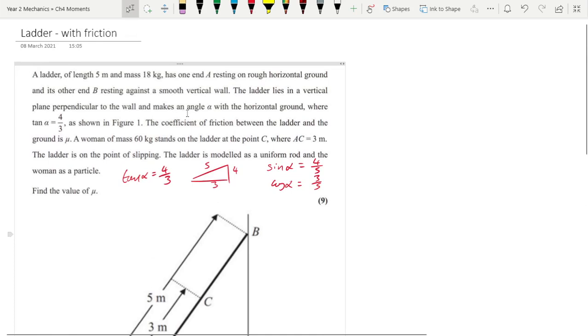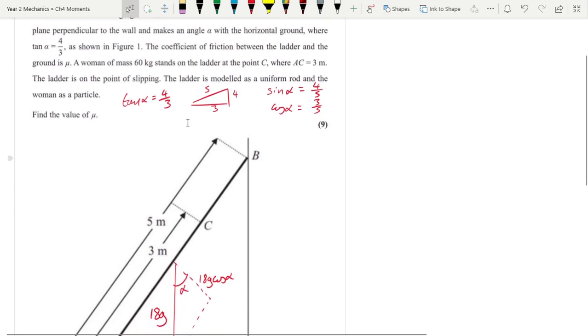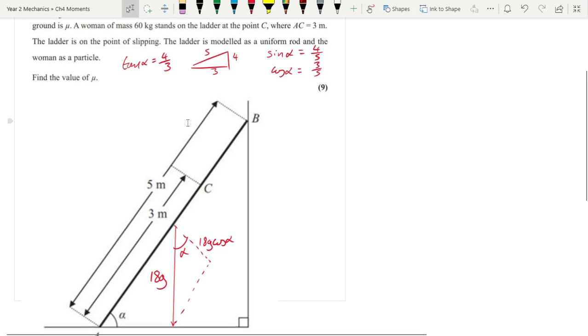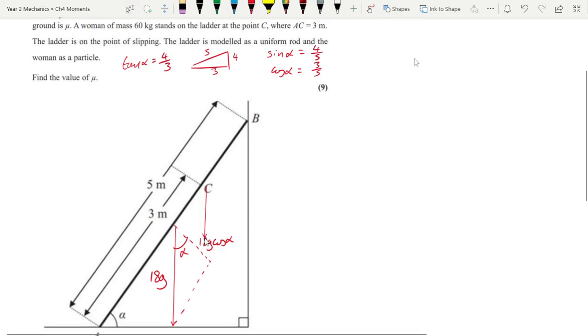Now it says there's friction on the floor. The coefficient of friction is mu. A woman of mass 60 stands on the ladder at point C, which is 3 meters from the bottom. So we need to draw another weight arrow on here. Just going to draw that down here. I'll just draw it smaller. It's not to scale or anything like that. It's whatever I can fit in. And her mass is 60g. This is still alpha. So this is 60g cos alpha.